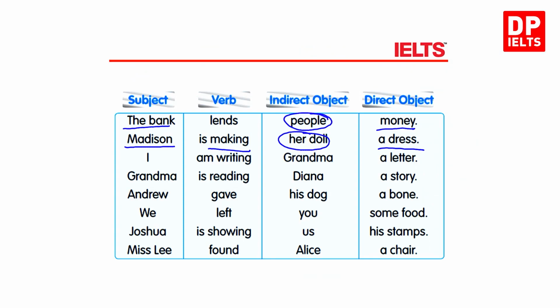The bank lends people money. Bank subject, lending வந்து verb. To whom they are lending? யாருக்கு lending? People. So the indirect object. Money, direct object. Madison is making her doll a dress. Madison is subject, making verb. And யாருக்கு make பண்றாங்க dress? Doll. So that is indirect object. And the dress is direct object.